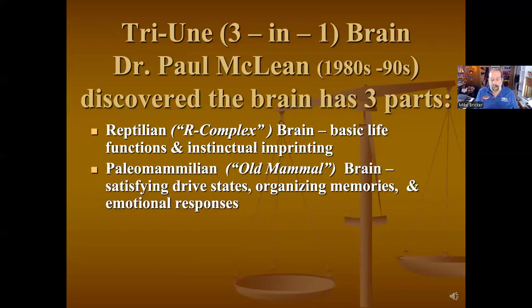So the next part, he was a doctor, he had to use big words. Paleomammalian is simply the old mammal brain. All animals that have a spinal cord have the R complex. Snakes have it, horses have it, birds have it, we have it. However, only mammals have developed a particular part of the brain that is a survival mechanism, and he calls it the old mammal brain. This is the survival brain. I call it the monkey brain.